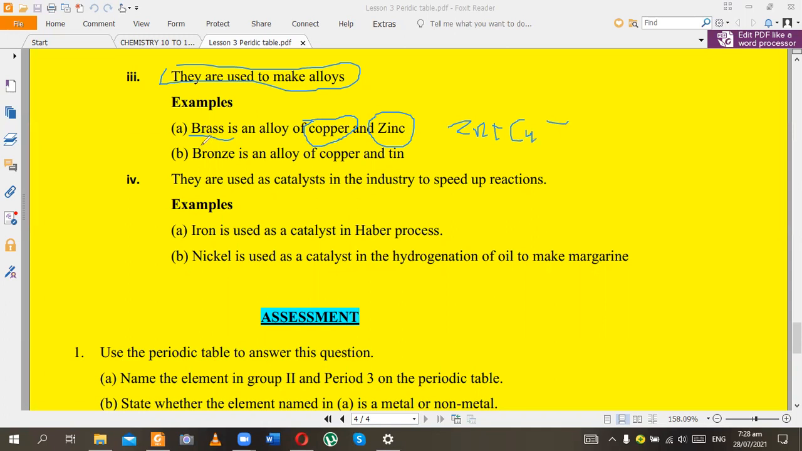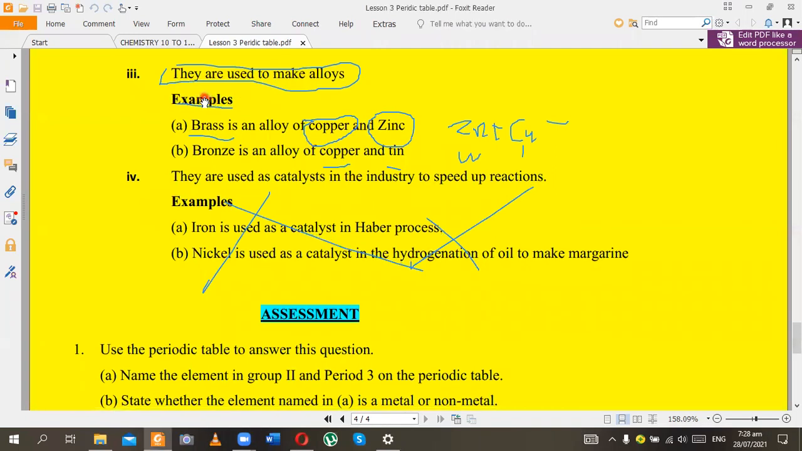The other one is bronze, as if it is coming from Monze, where my friend is. Bronze is a combination of copper and tin. Now, this time around, it's copper and tin. Okay, the other use is that they are used as catalysts. Of course, these ones I've explained, so no need to worry about them. I was supposed to highlight here only the examples.